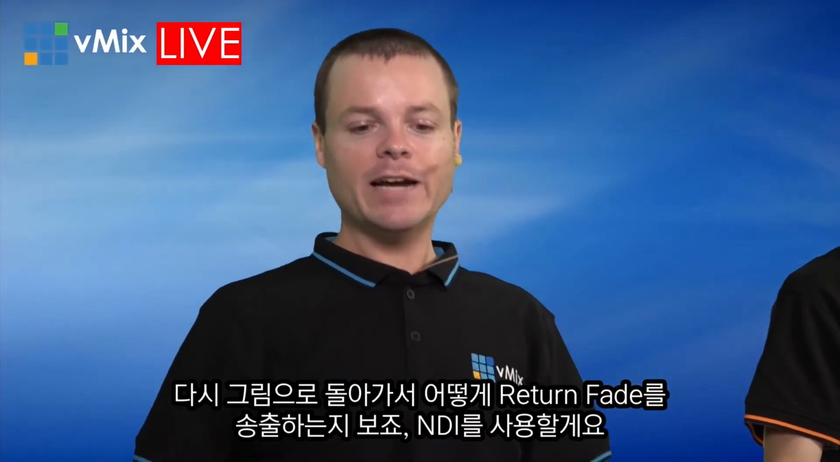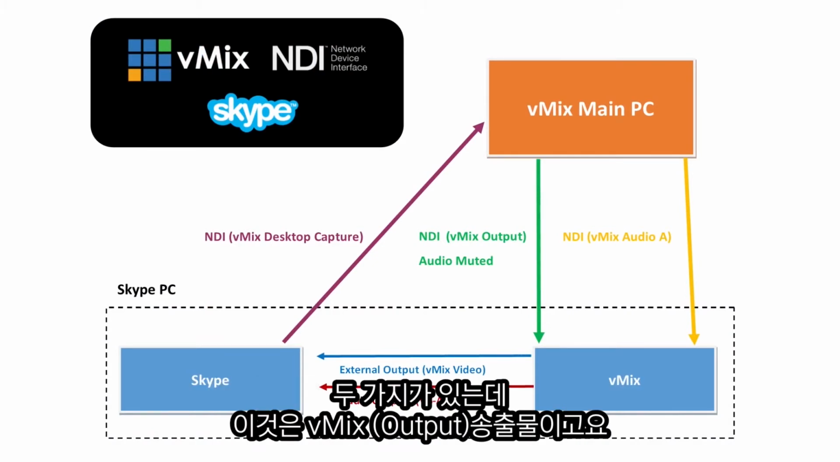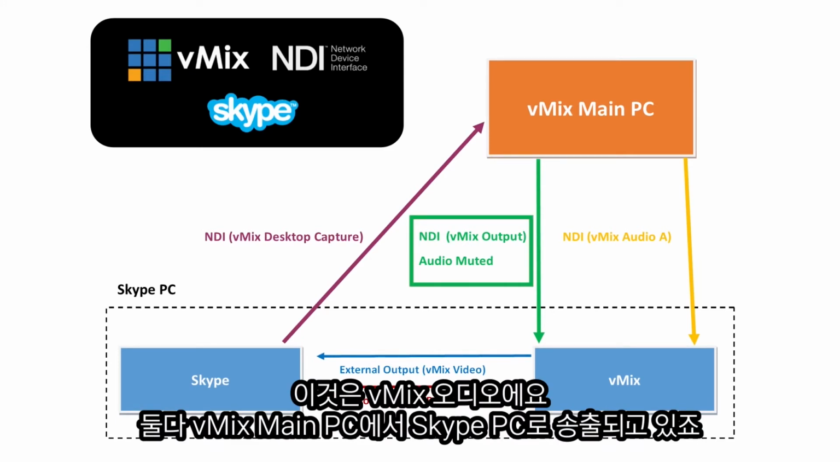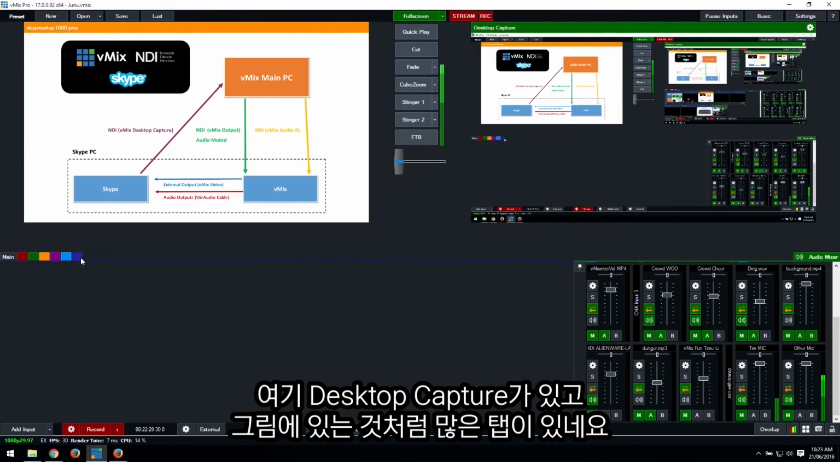If we go back to the diagram now, we'll describe how to send that return feed, and we're also using NDI for this. So there's two aspects of this. There's the vMix output for NDI, and there's the vMix audio A, coming out of the vMix main PC and being sent to the Skype PC. So what I'm going to do now is set up a desktop capture and just show you in my production how you would set that up. Here is the desktop capture of our screen today.